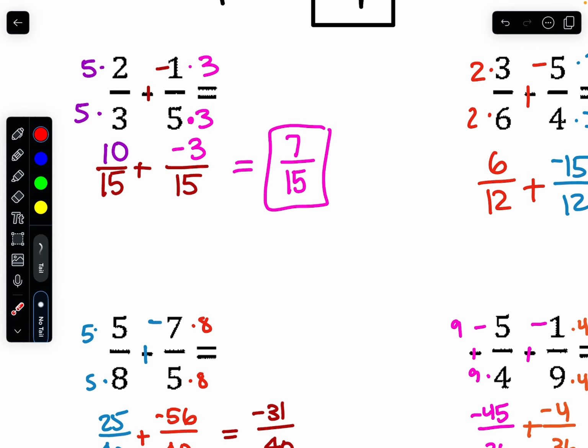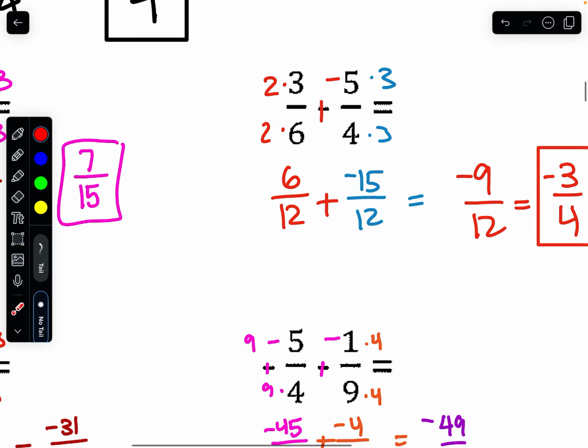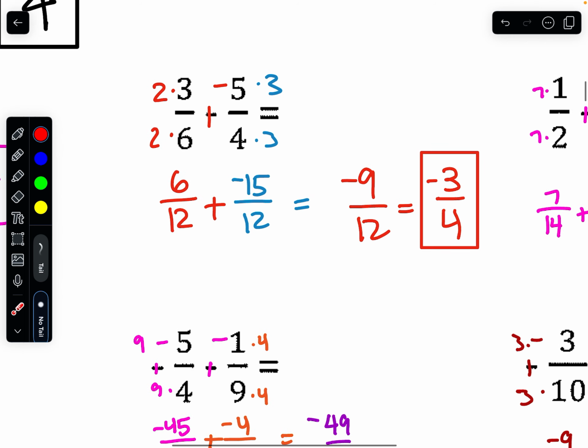On this layer, we see that 3 cannot become 5, but we can multiply 3 times 5 in these scenarios. That's how we get 15. So this side is multiplied by 5, and this side is multiplied by 3, and then we add our top numbers, our numerators, and we get 7/15. On 6 and 4 as our denominators, the lowest common denominator would be 12. That's why we multiply this side by 2 and this side by 3, then combine the top numbers, getting our fraction, and then we can simplify this one.